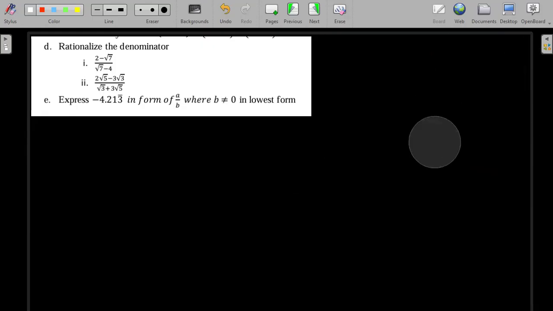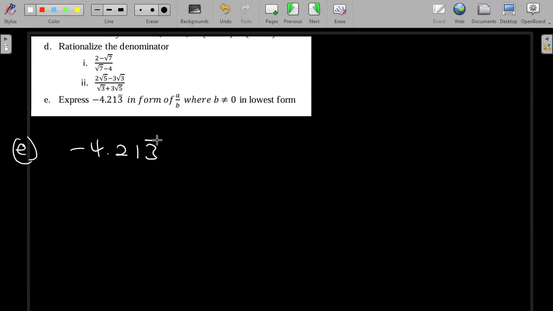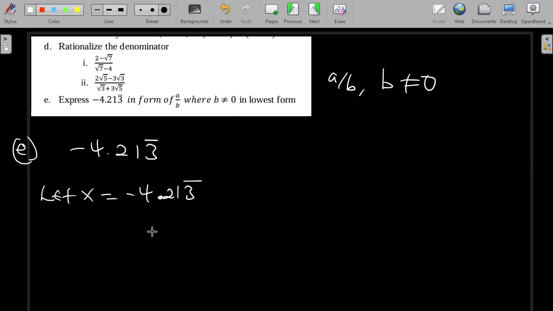So E, we are just looking at rational numbers. Okay, so I want to express this guy here as a rational number. So E, the same: express minus 4.213 with a bar on top in the form A over B, where this B is not equal to 0. Okay, so what are we going to do? We're going to say let X be equal to this same number with the bar. Okay, and then from there we want to move this decimal point here.